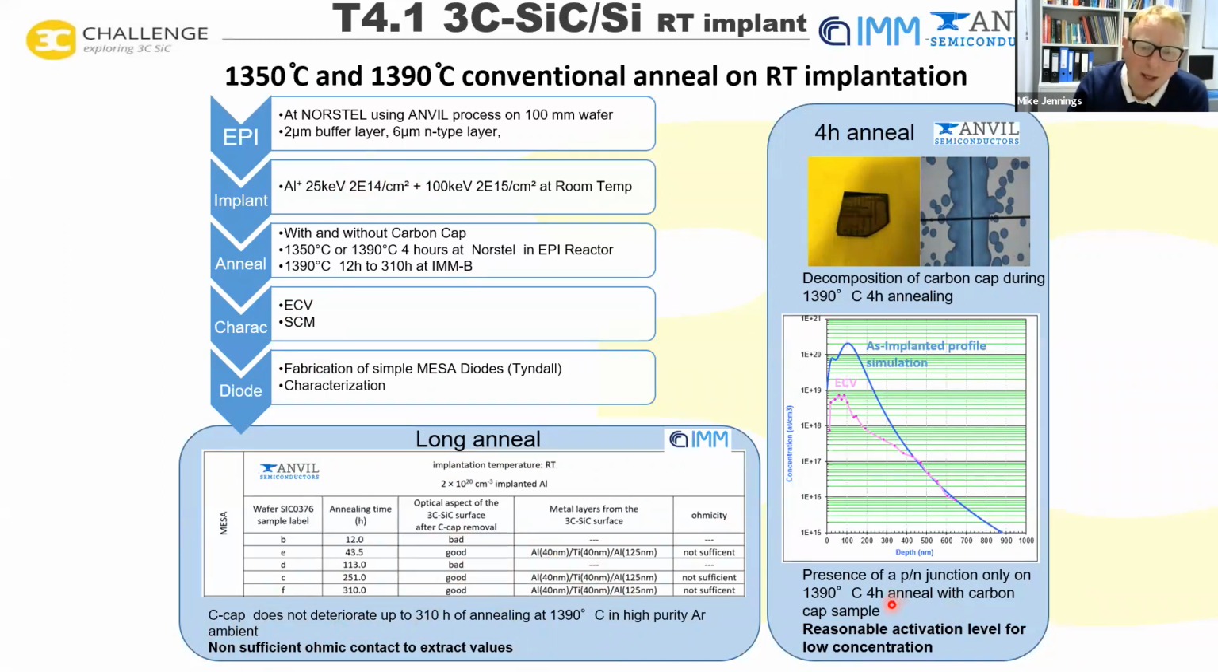Now we can see from this as-implanted simulation profile, maybe that's SIMS, and then we do electrochemical CV. We see that for lower doping concentrations we get a reasonable activation level. We can see that the presence of the PN junction was only really detected after a 1390 degrees C anneal for 4 hours, using a carbon cap sample.